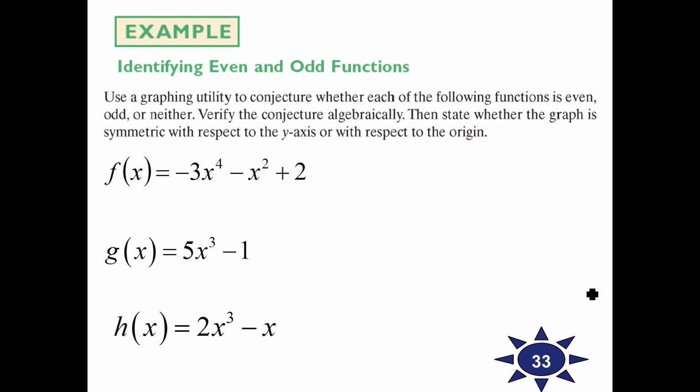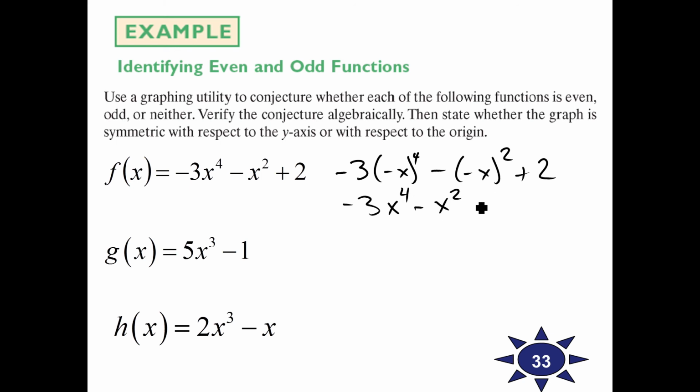Okay, so for every x that we see, we're going to plug in a negative x and see what happens. So negative 3 times negative x to the fourth, minus negative x squared, plus 2. A negative to the fourth is just going to turn right back into x to the fourth, minus negative x squared just turns back into x squared, and plus 2, nothing happens there. So we get the exact same thing as when we started. So f of negative x, when we plugged in negative x, we get the same thing as if we just plugged in x. So this is an even function.